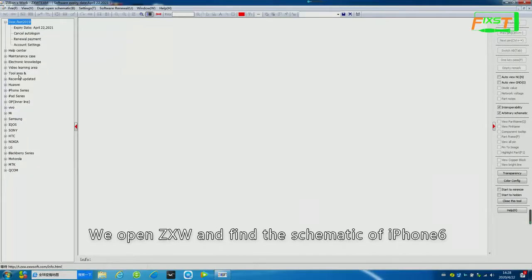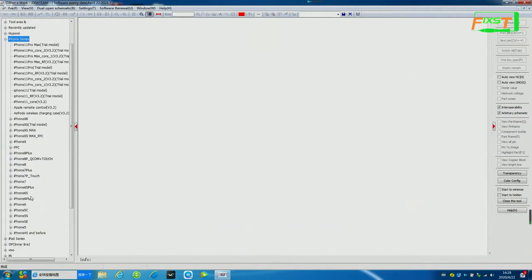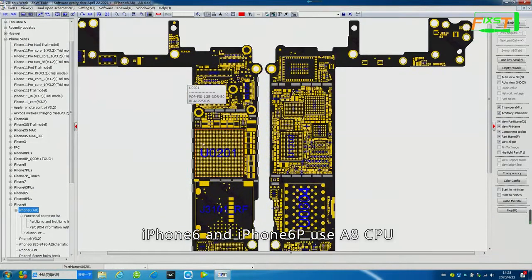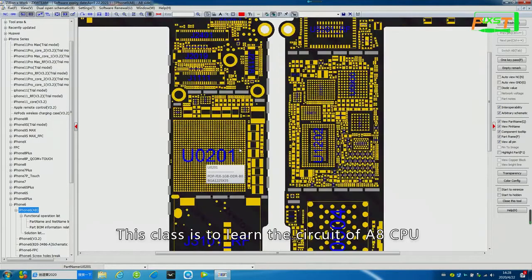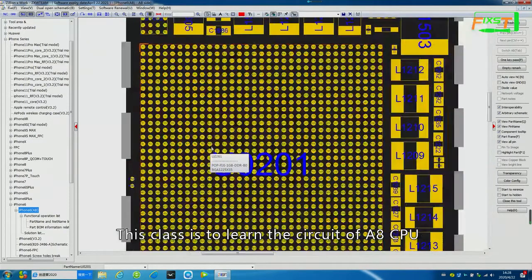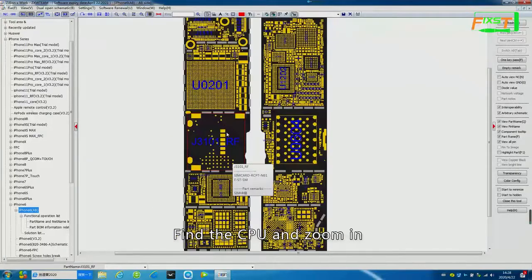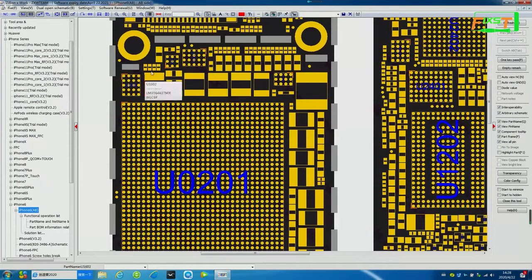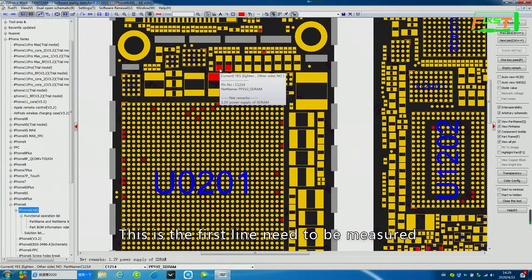We open CXW and find the schematic of iPhone 6. iPhone 6 and iPhone 6 Plus use the A8 CPU. This class is to learn the circuit of the A8 CPU. Find the CPU and zoom in. This is the first line that needs to be measured.